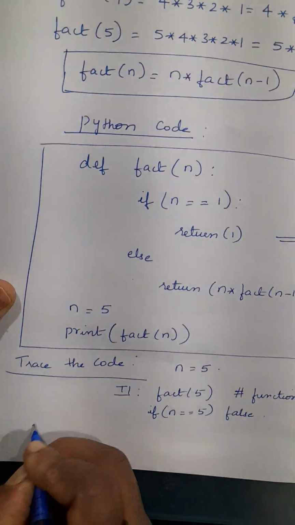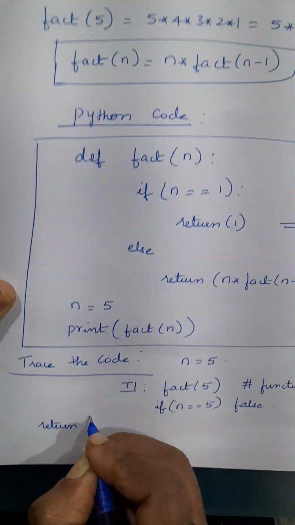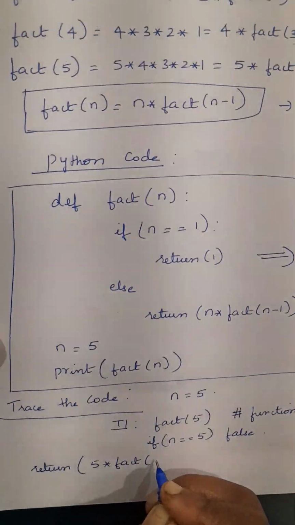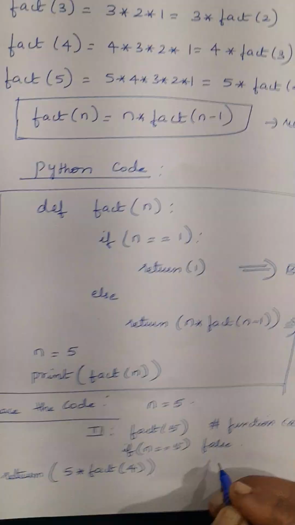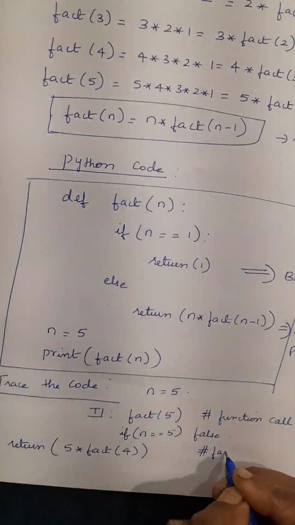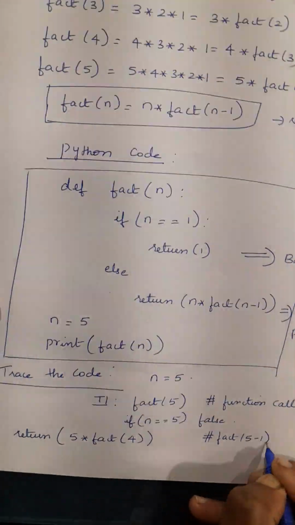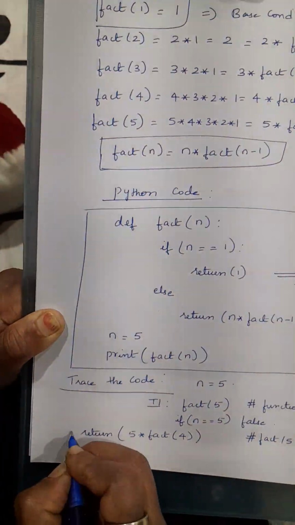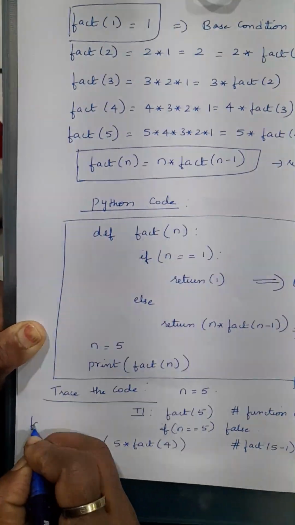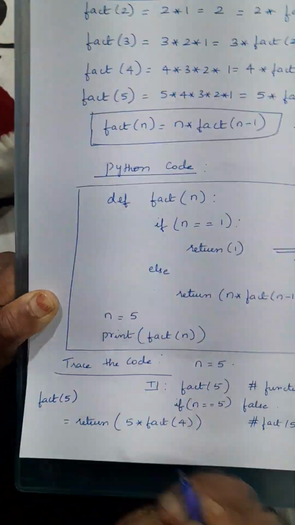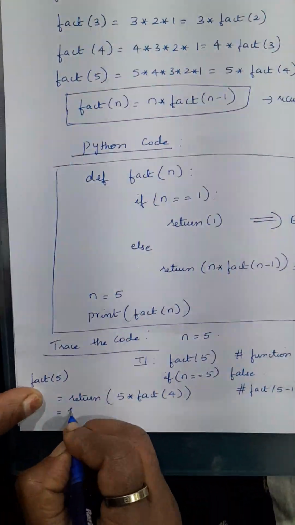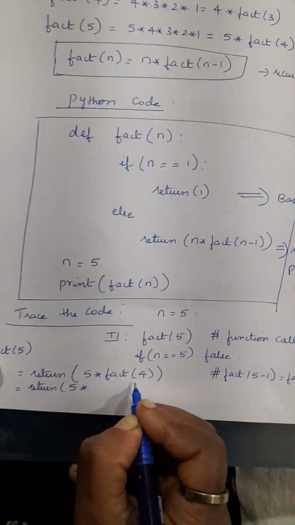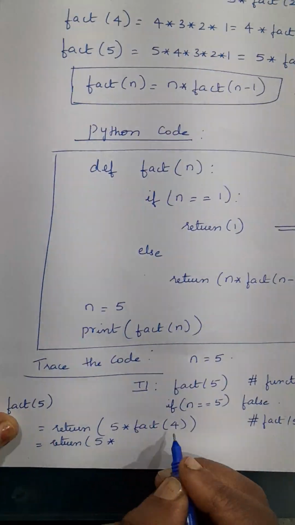Now what do I write? Return 5 into fact of 5 minus 1, which is 4, right? Which is nothing but fact of 5 minus 1, that is equal to fact of 4. Okay, now this is nothing but fact of 5. Now it is equal to return 5 into, now there is again a function call, which is nothing but fact of 4.